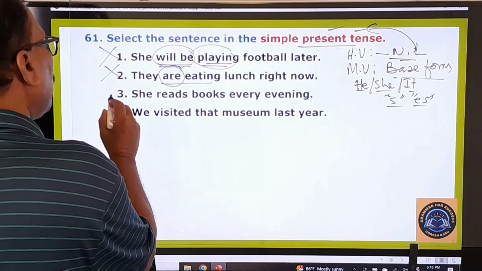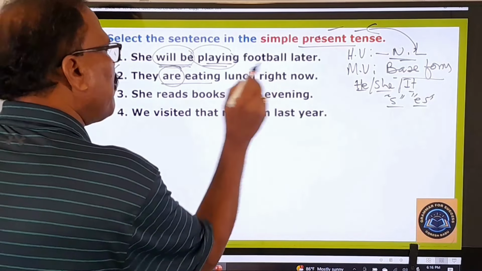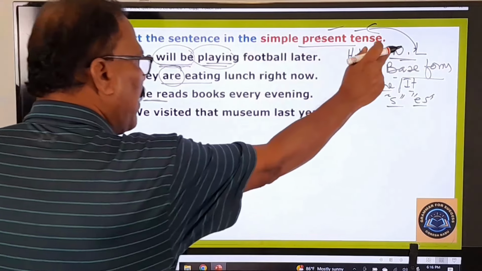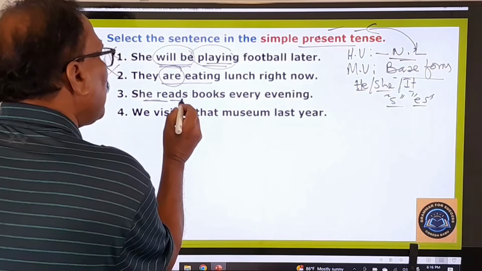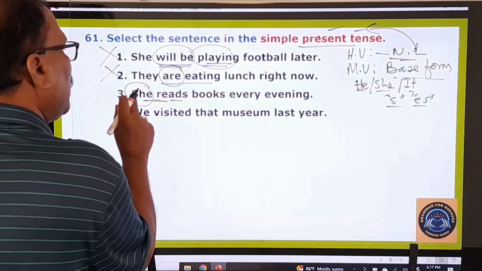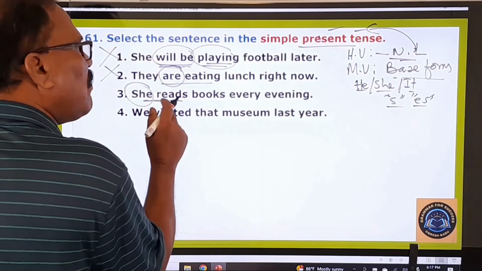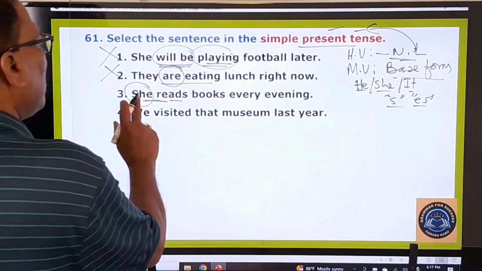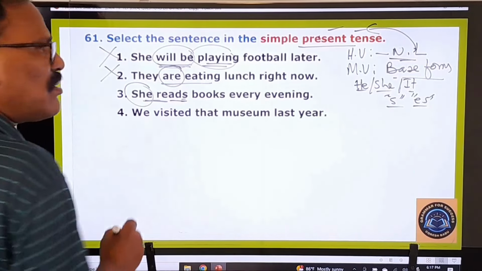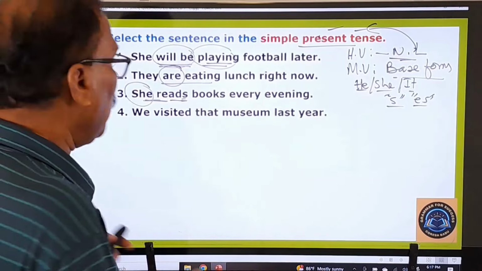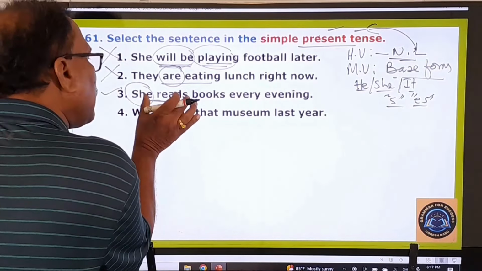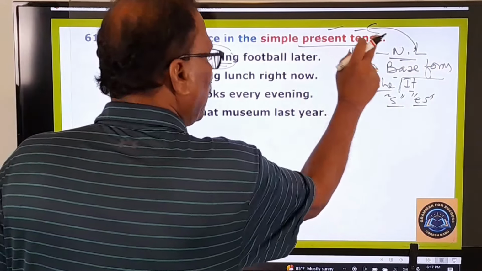You go to the third one. She reads books every morning. There are no helping verbs in this sentence, and the verb is in the third person singular. The subject is she, so after she, the verb always takes either s or es. So here it is not just read, but she reads. That means this sentence is in the simple present tense.